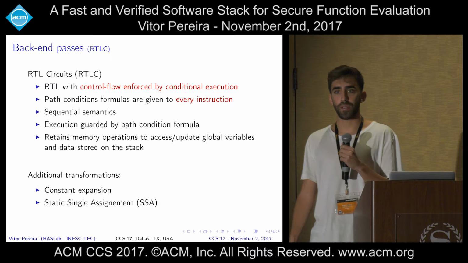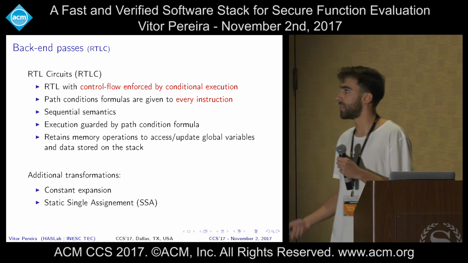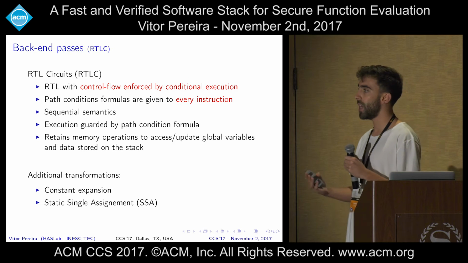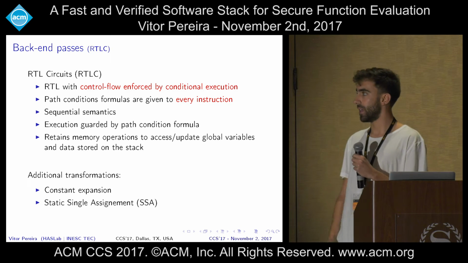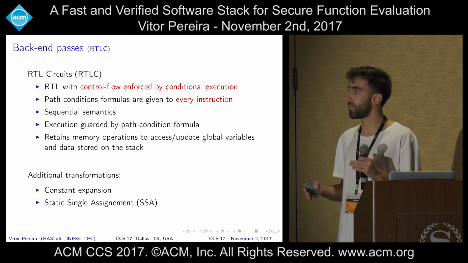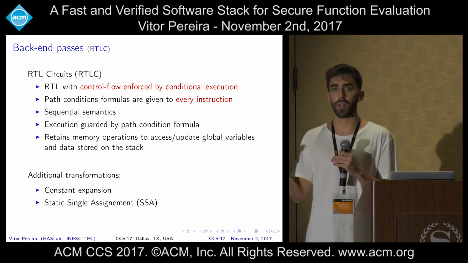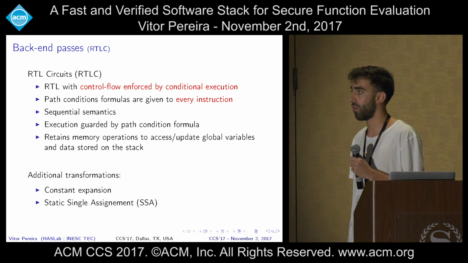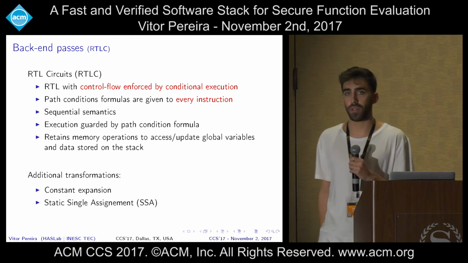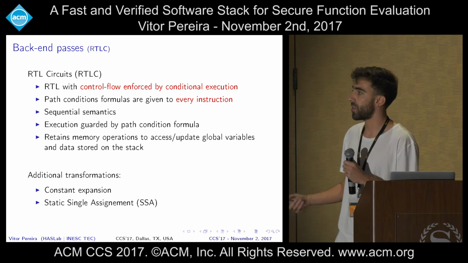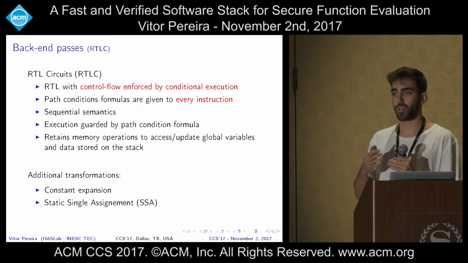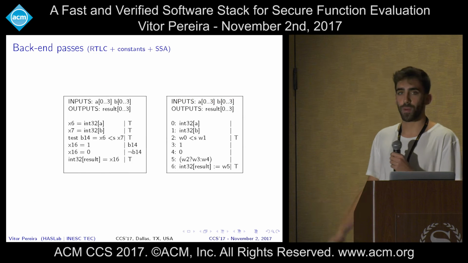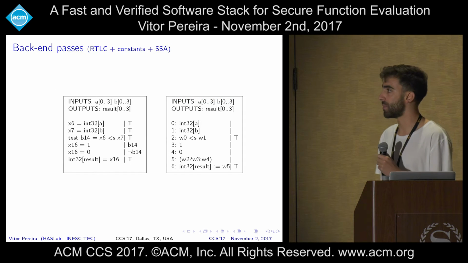The first intermediate representation of our backend is the RTL-C language, which stands for RTL circuits, which is mainly RTL with control flow enforced by conditional execution. Here, for every instruction, a path conditional formula is assigned, and the execution of the instruction is guarded by this path conditional formula. We also do two more additional transformations at this step. The first one is constant propagation, and then we transform the program into static single assignment format. Here is the aspect of the millionaire's function after this pass.